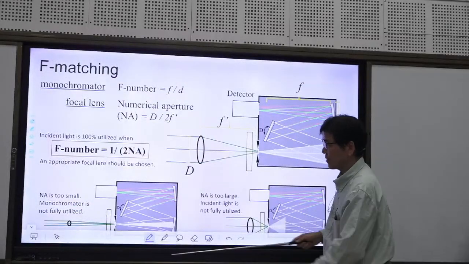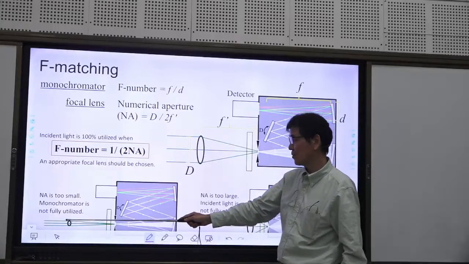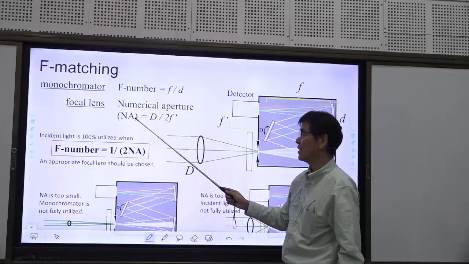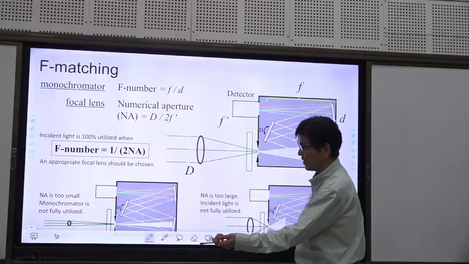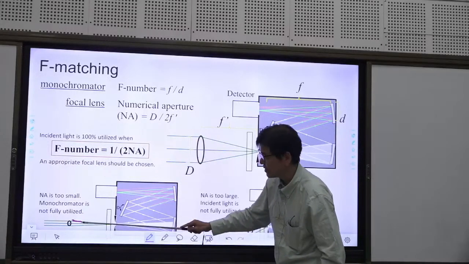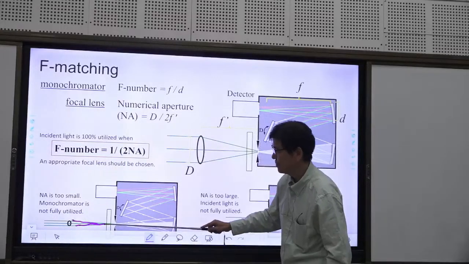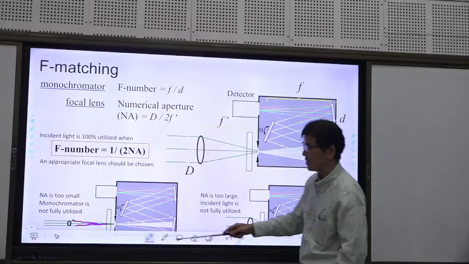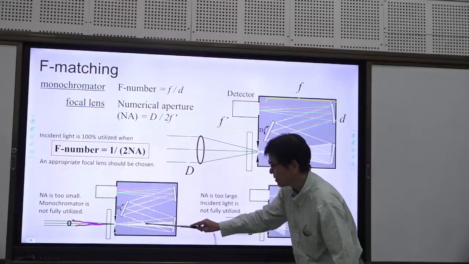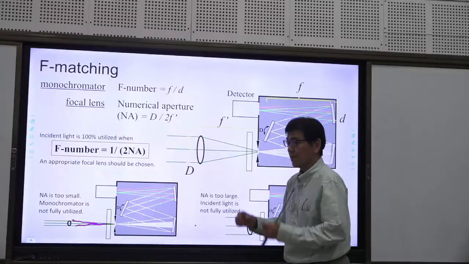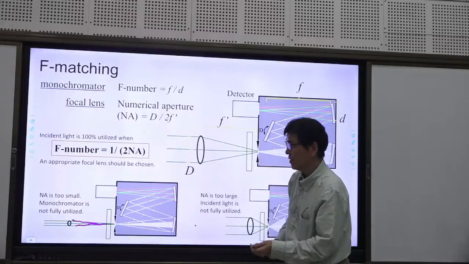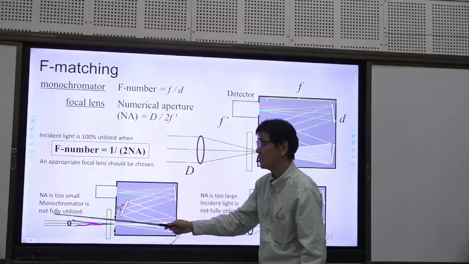Okay, this is an example. If you choose too small a lens, or the NA is too small, then light passes through this angle and is introduced to the monochromator, but only the white part is used. Only a limited part of this mirror is used. The monochromator is not fully utilized.